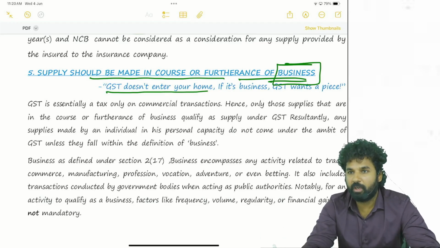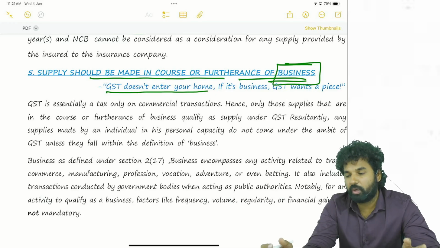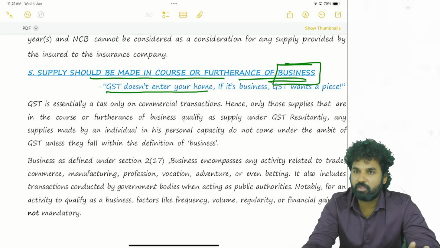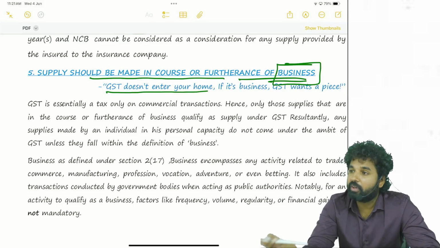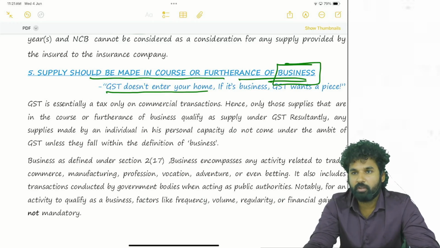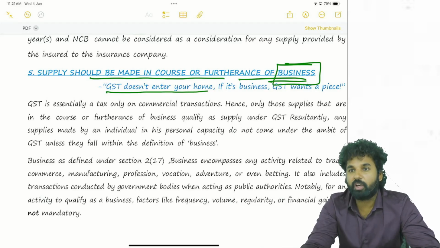Even where there is no multiplicity of transactions, if you intend to sell jewelry and you have a shop, then even if in an entire financial year you have only one transaction, or none, that will be considered business. Frequency or volume will not be considered, but your intention will be seen. Here our intention is not to trade in jewelry. You're just going to a jewelry shop, giving your old jewelry and getting a new ornament, paying something. So this is not a business.